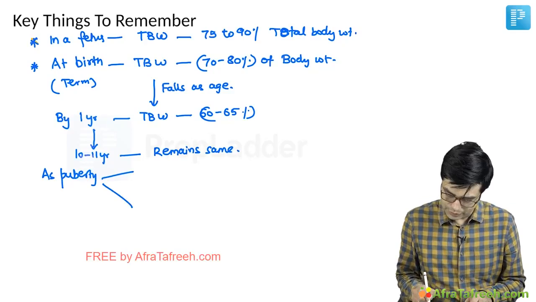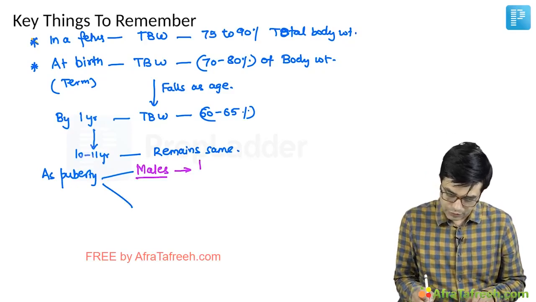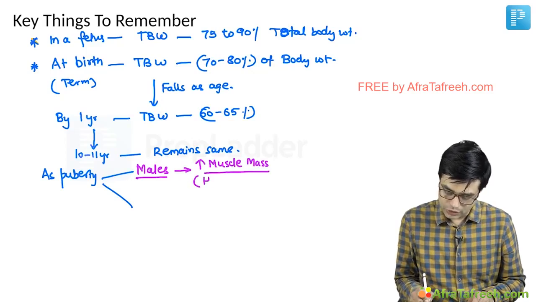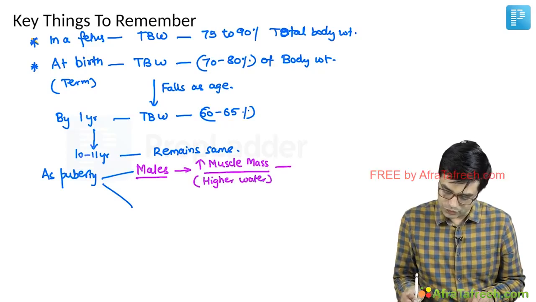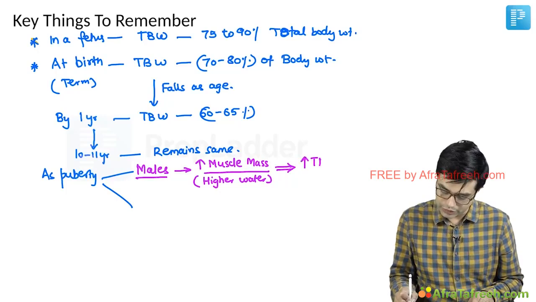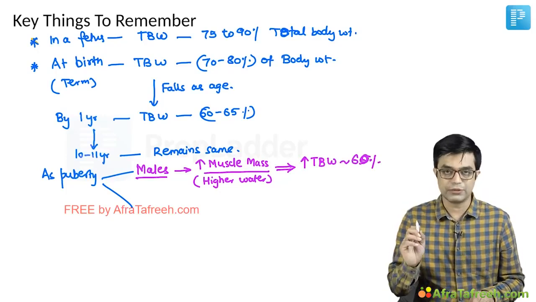you find that in males, what are the changes which happen? If you remember, males tend to develop more muscle mass, and muscles are found to have higher water content. So males will have a higher percentage of total body water, which will be about 60 to 65. You can remember a single value as 60%.